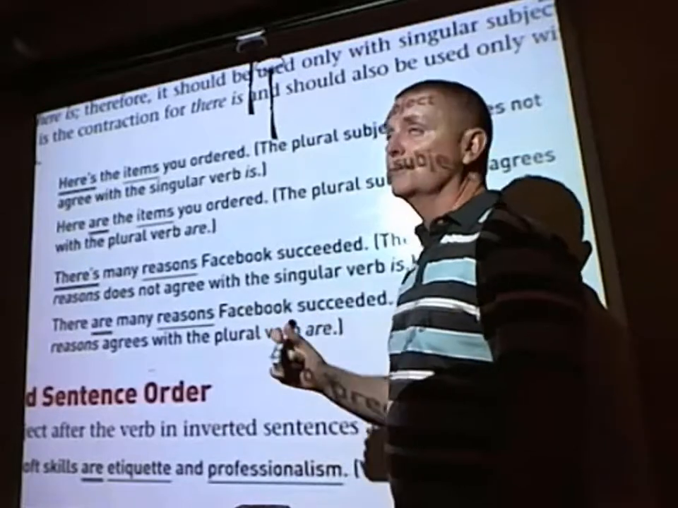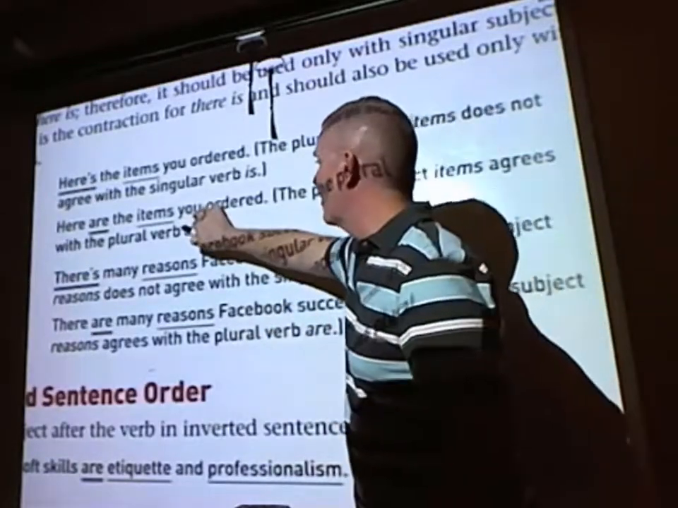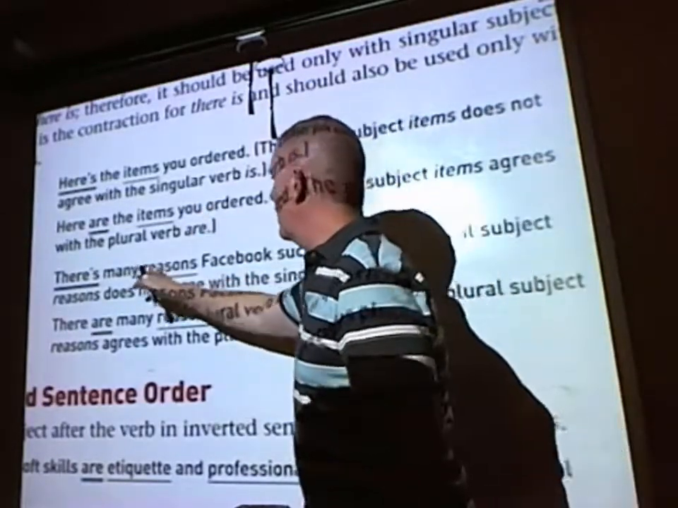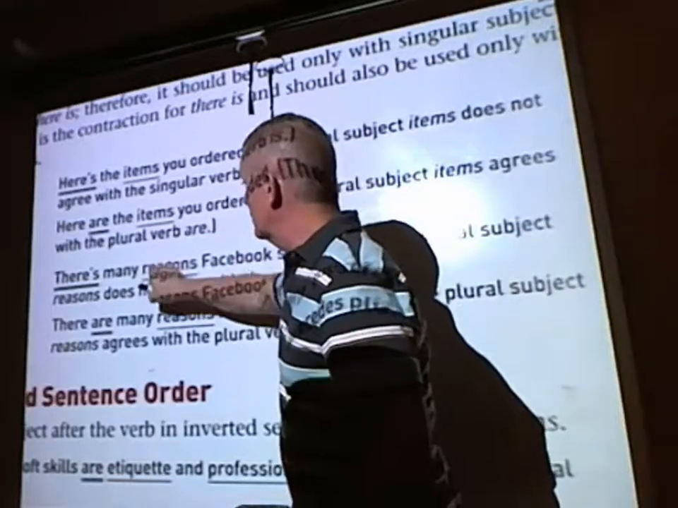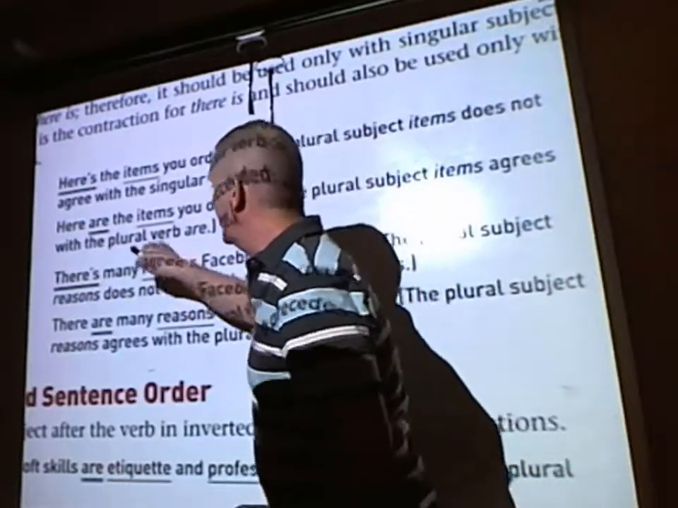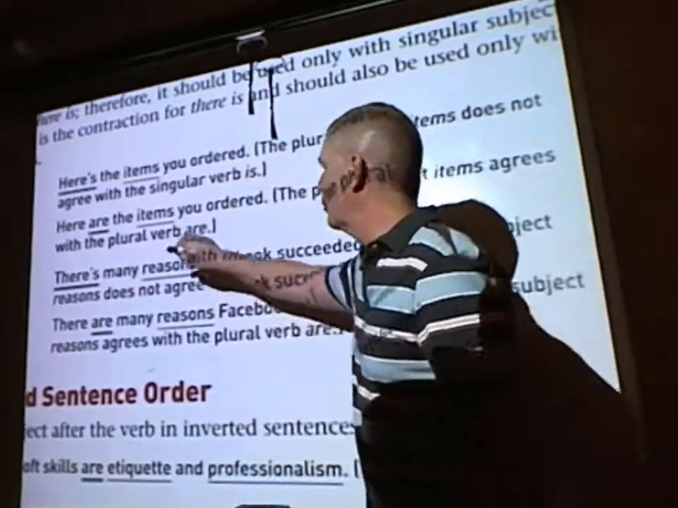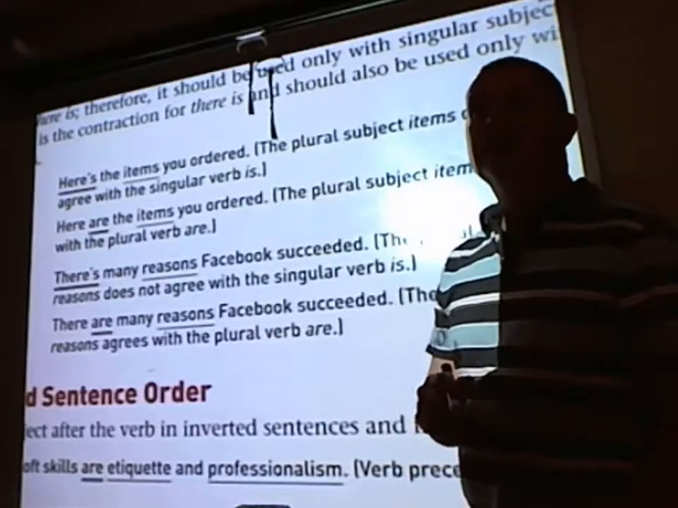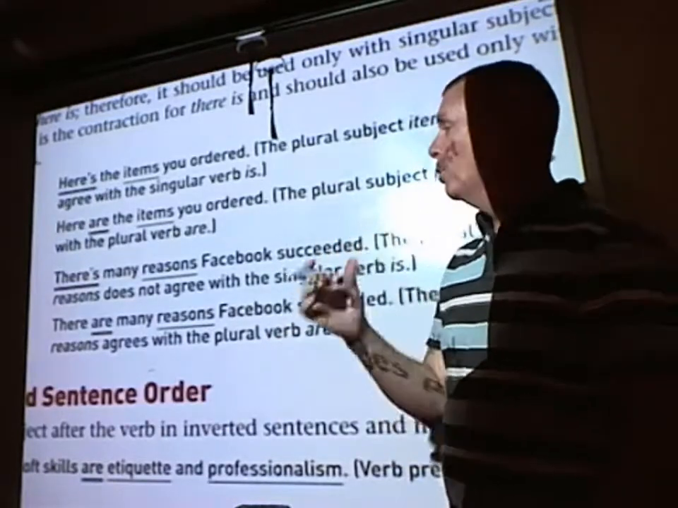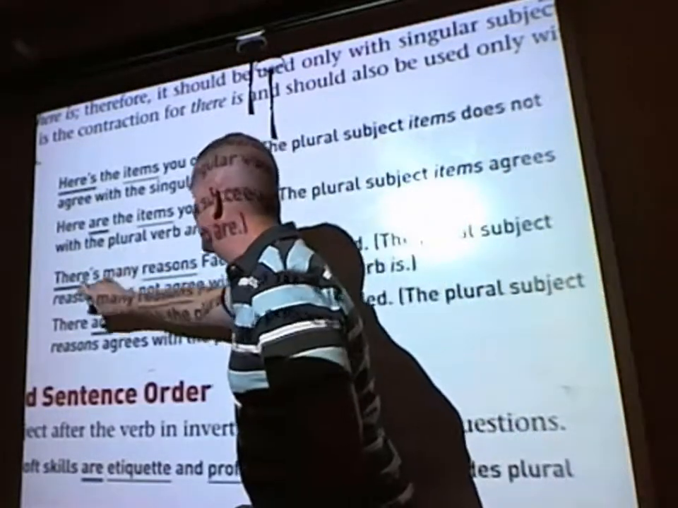There is or are many reasons Facebook succeeded. Reasons indicates plurality. There is many reasons. Reasons is, it doesn't work because we have a plural subject with a singular verb. So it should be, there are many reasons Facebook succeeded.